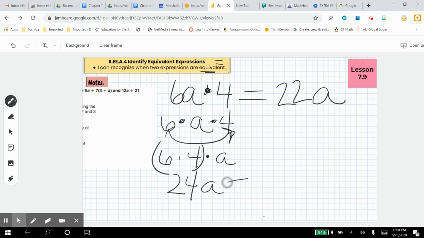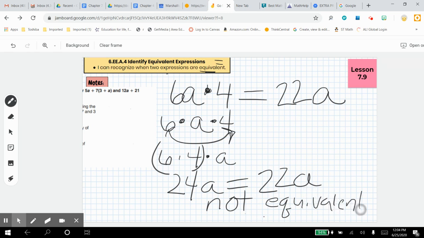I'm going to compare it now to what I had before, which was 22a. Okay, are they the same? No, they are not. So they are not equal or not equivalent.